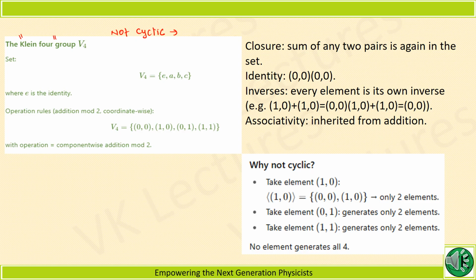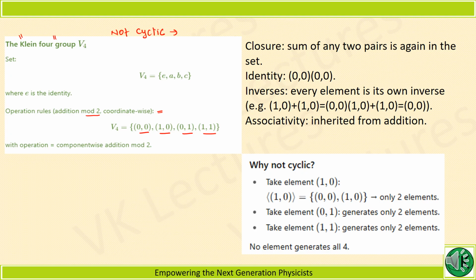Now here are the elements in the group. It's an addition with mod 2, coordinate wise. Now what is it? So V4 is a group of (0,0), (1,0), (0,1) and (1,1). Now the operation is component wise addition with mod 2.